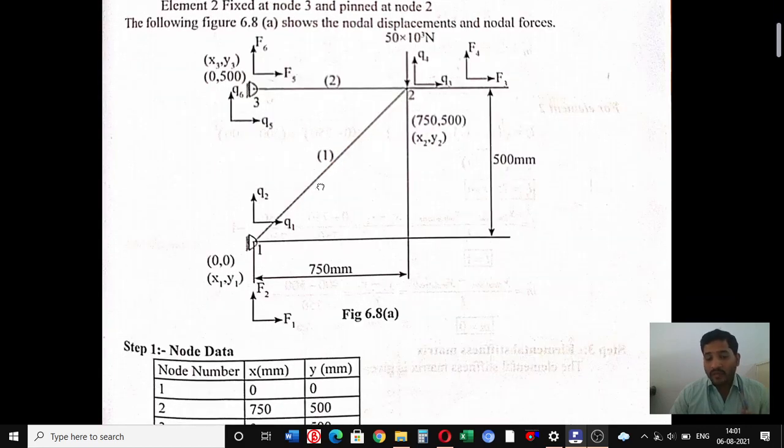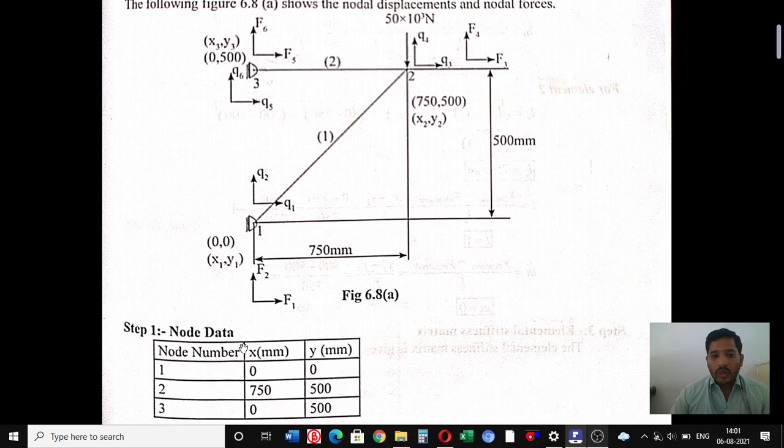No one is having the confusion. After that, I told you we need to draw the one tabular column. So this tabular column we can say is the node data. Here, in total how many elements do we have? We have 2 elements, this is the first and second element. How many nodes do we have? 3. First node, second node, third node.